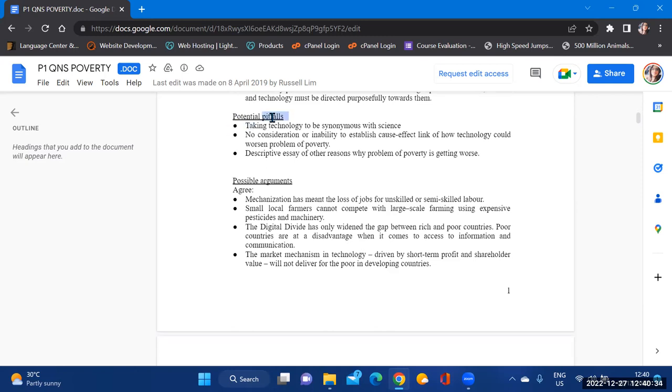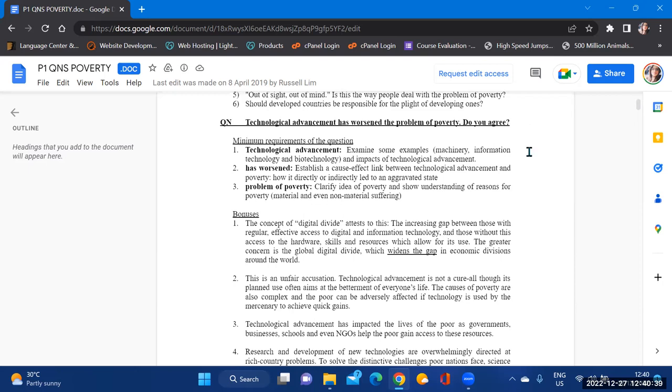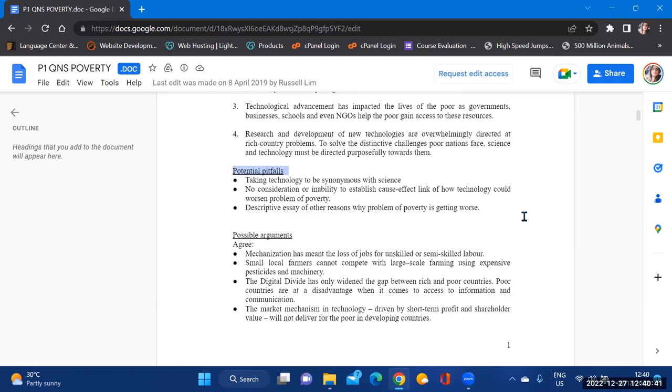Potential pitfalls that students should avoid in answering such a question are these. Taking technology to be synonymous with science. No consideration or inability to establish a cause and effect link, a relationship of how technology could worsen the problem of poverty. And a descriptive essay that is merely regurgitating other reasons why the problem of poverty is getting worse without addressing the real issue of technological divide.